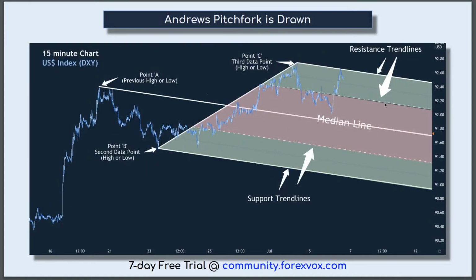These dotted white lines are the 50% channel of each upper channel and lower channel. And I've identified the support trend lines and the resistance trend lines.